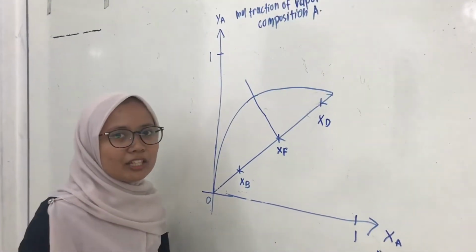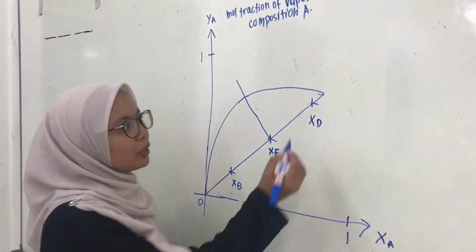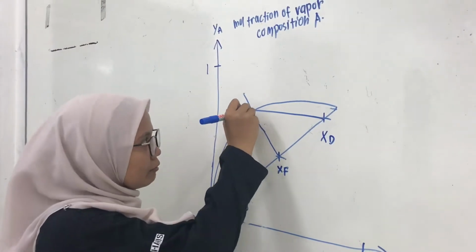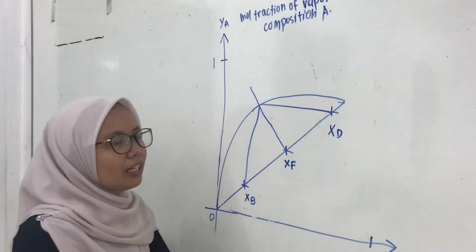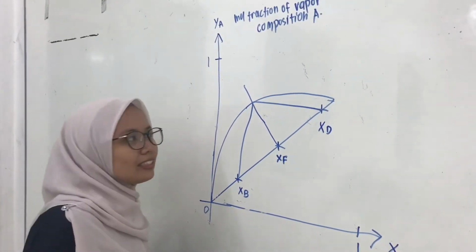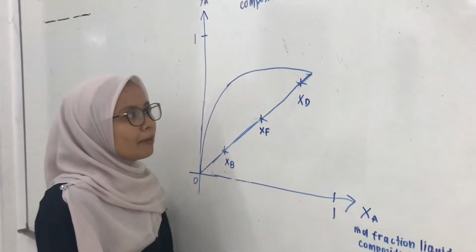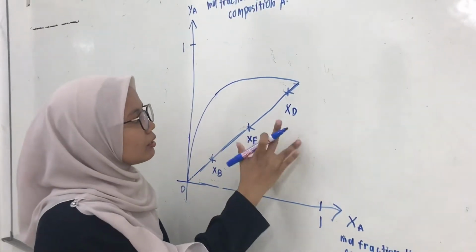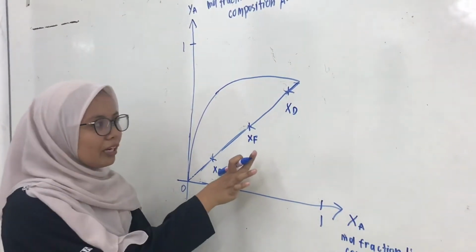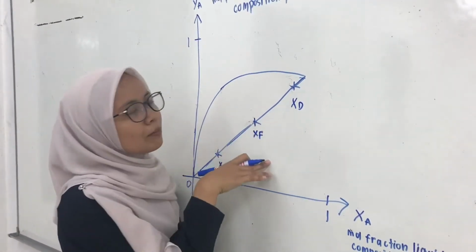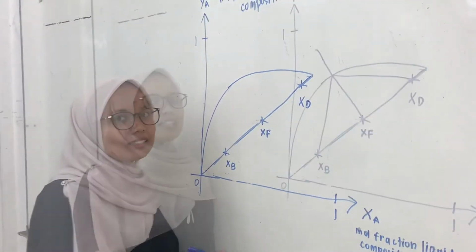If you have a question on minimum reflux ratio, basically the minimum reflux ratio will give us the maximum number of stages. For the maximum reflux ratio, basically the rectifying line and the stripping line lie on the 45-degree line. So it will give us the minimum number of stages.